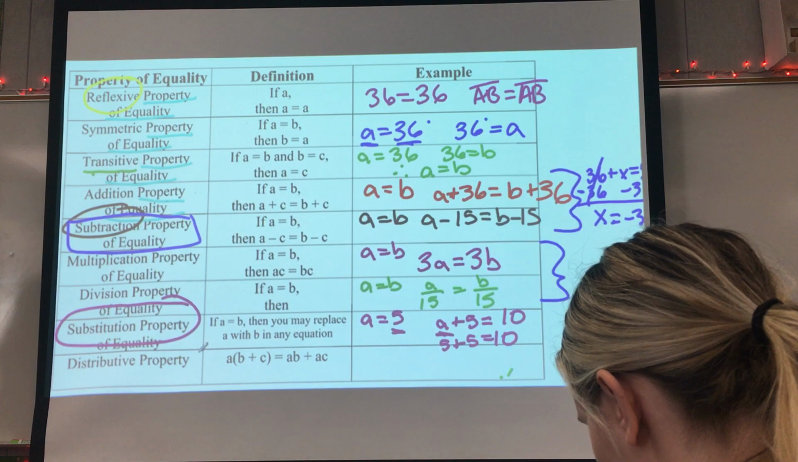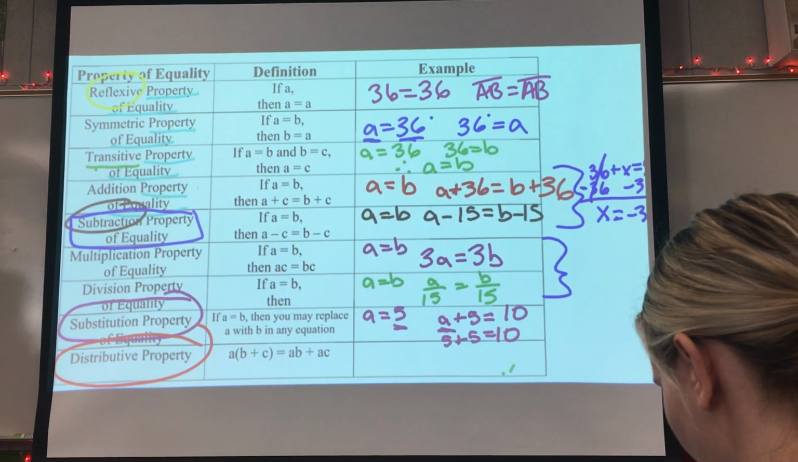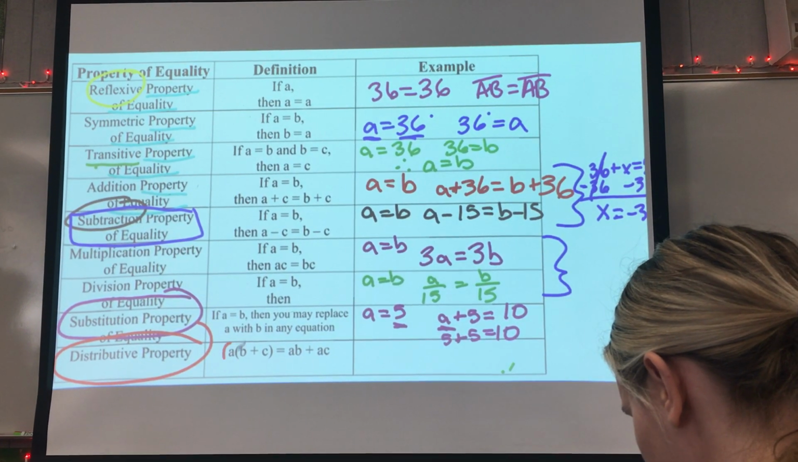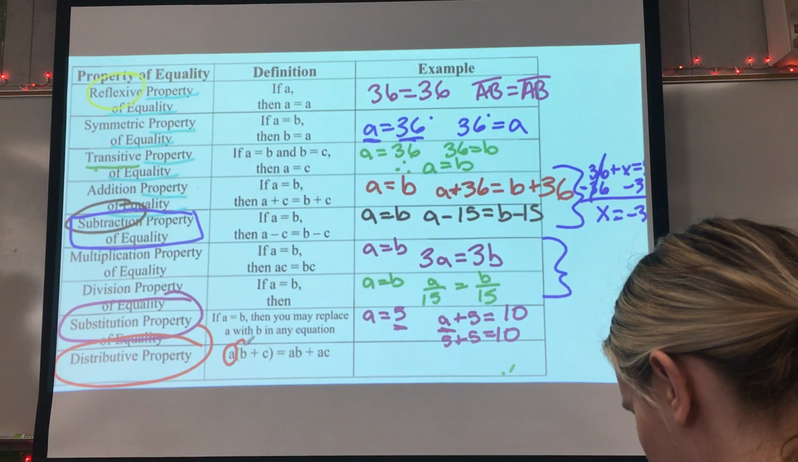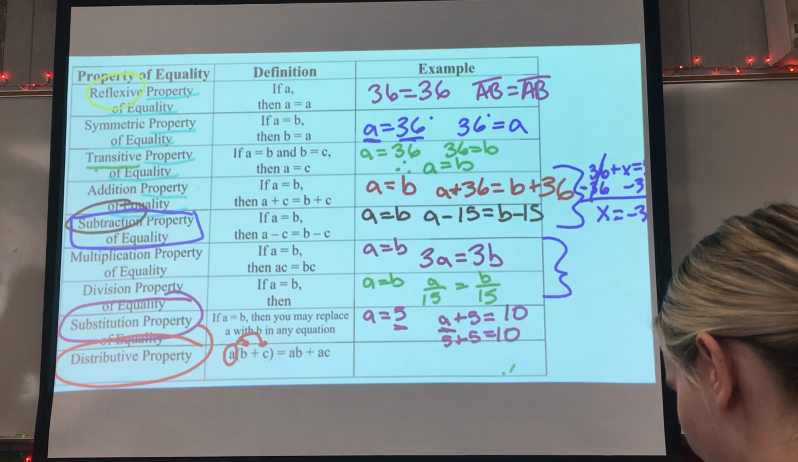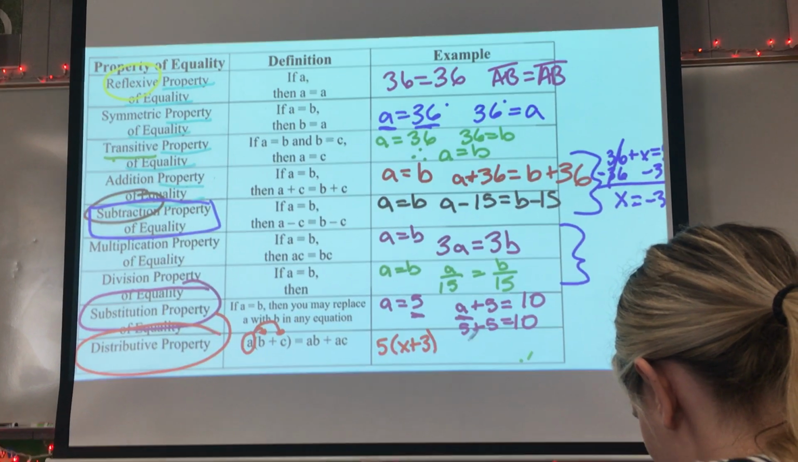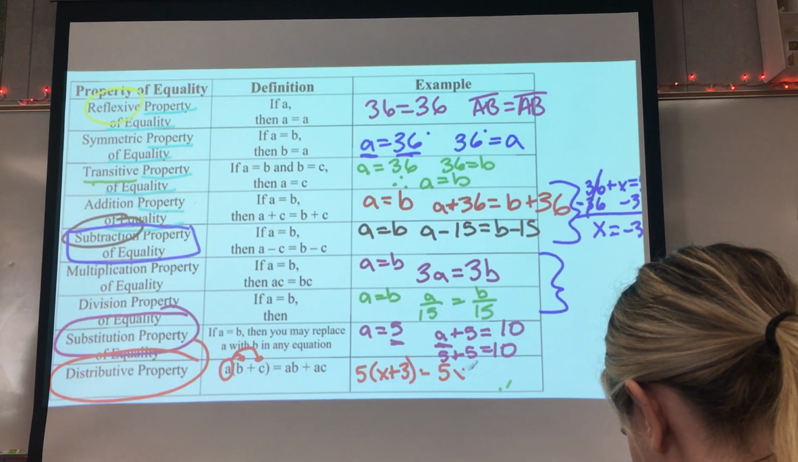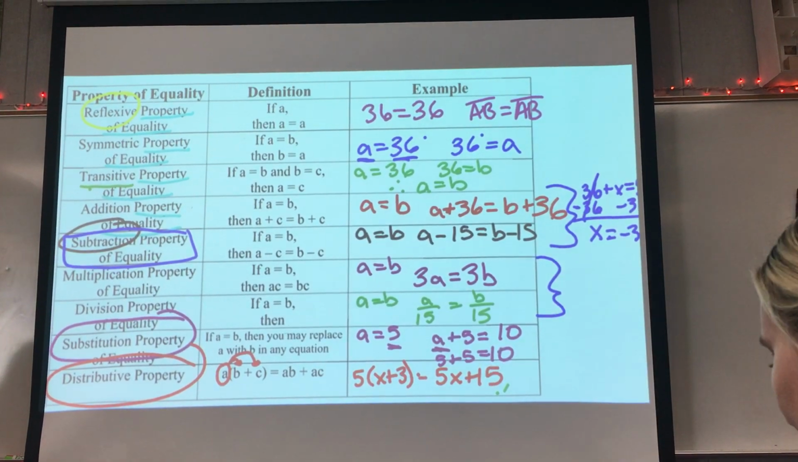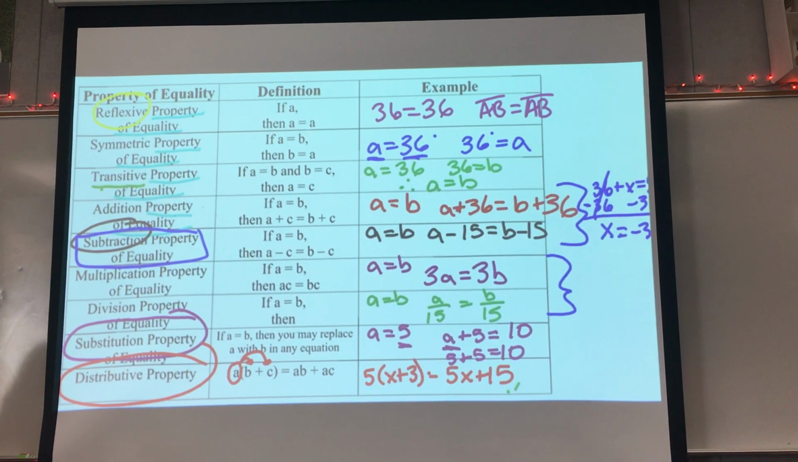Our final rule for today is the distributive property. You guys should remember this from algebra. I simply take the number on the outside of parentheses and multiply it by the terms on the inside. So if I have 5 times x plus 3, that's the same thing as 5x plus 15. And that is the end of that video.